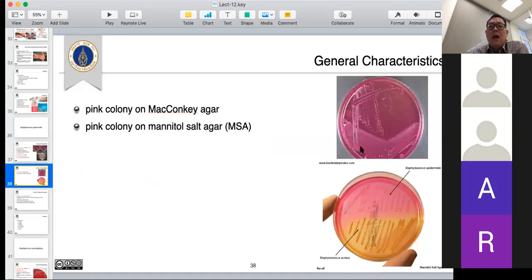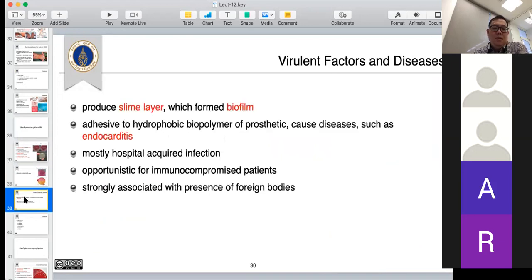On MacConkey agar, they show pink colonies. On mannitol salt agar, they also show pink, not yellow like Staph aureus. As a virulence factor, they produce a slime layer instead of a capsule. They are prone to produce biofilm. Okay, biofilm protects against phagocytosis by PMNs and macrophages.